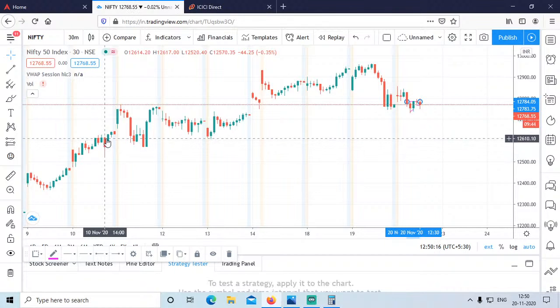Rajwal, at what time did you get the loss, and at what time did your position get squared off automatically? You told your entry time is 10 o'clock, but what is your exit time?